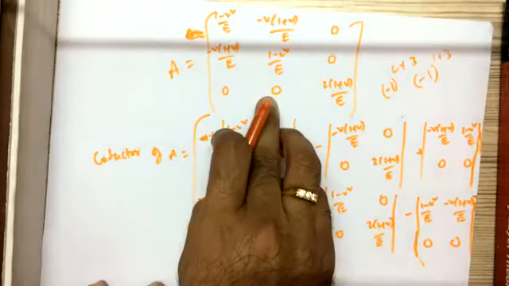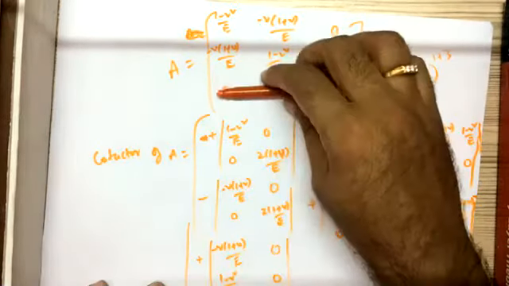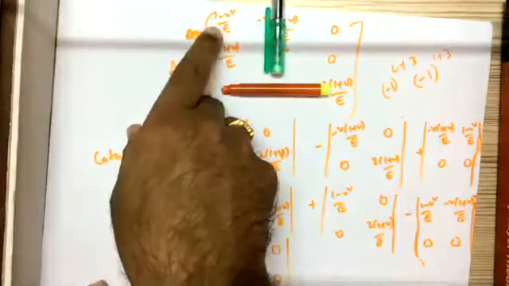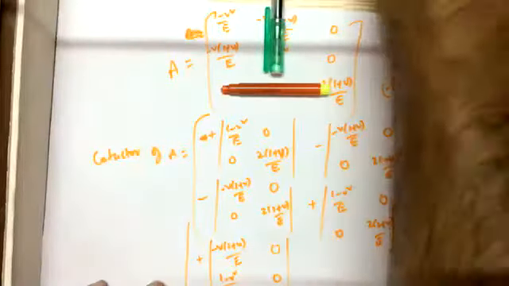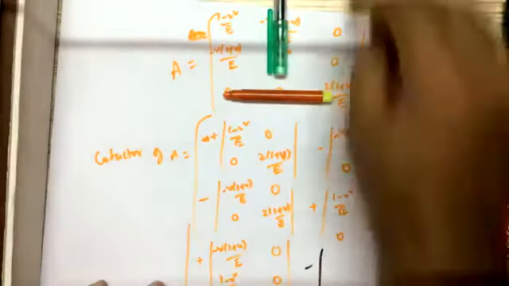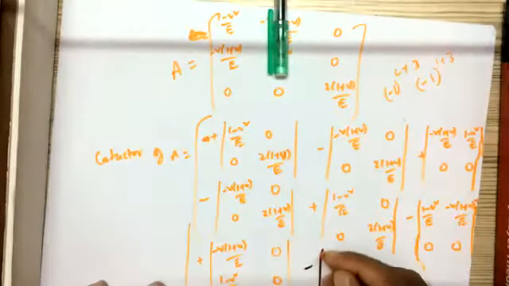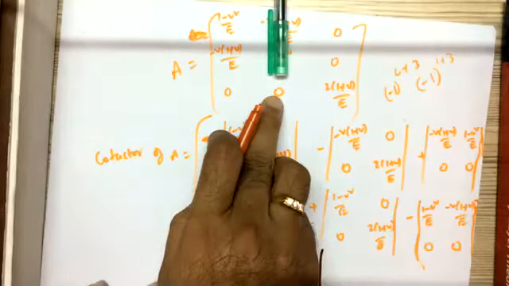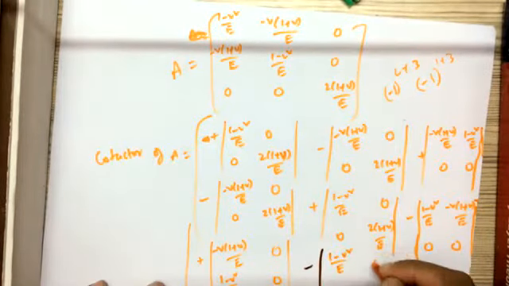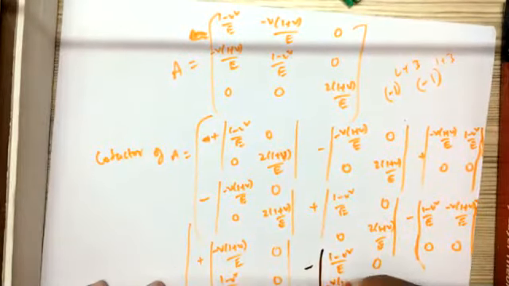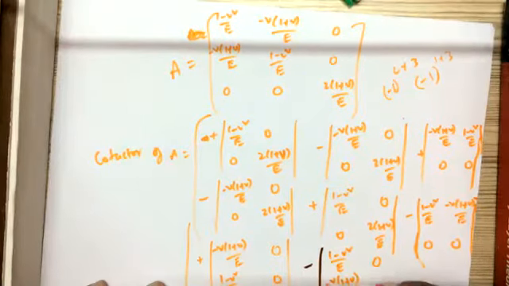What is this element? 3, 2. Eliminate that particular row and column. What is remaining? 1 minus mu square by e, 0, minus mu 1 plus mu by e, 0. Minus, why minus? Because 3, 2, minus 1 whole power 5 is minus 1.